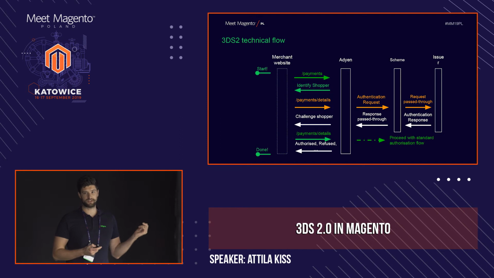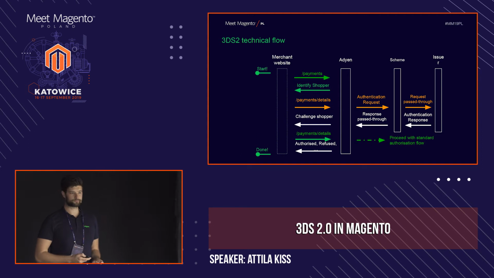After that, let's say that we have a 3DS2 full process, full flow, with the identify shopper and the challenge shopper. So at first we get back the identify shopper. On the front end you render the iframe, you gather the data, and then you can send back a payment details call to Adyen with all the results that the front end gathered. After that, Adyen and the scheme and the issuer do some magic in the backend and send back a result, which in this case is the challenge shopper.